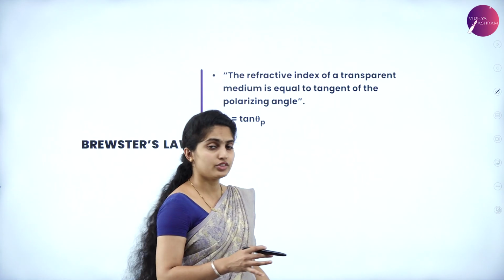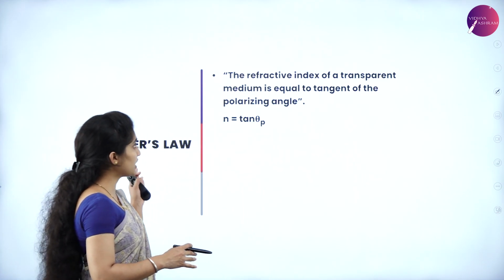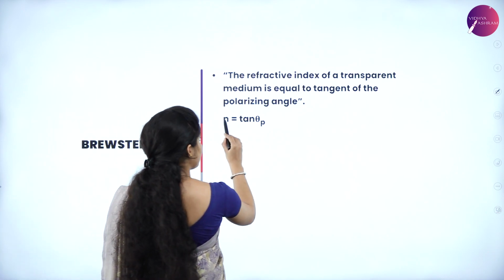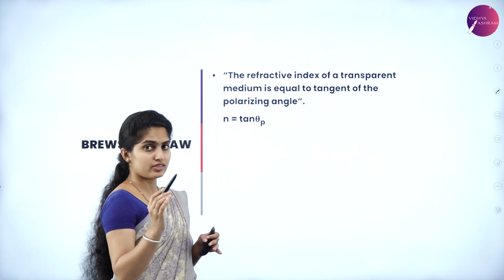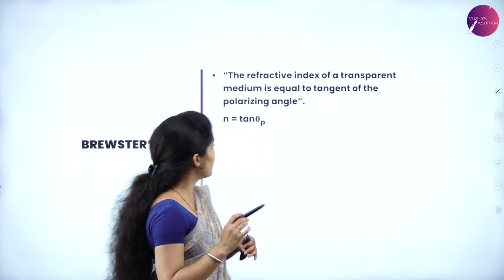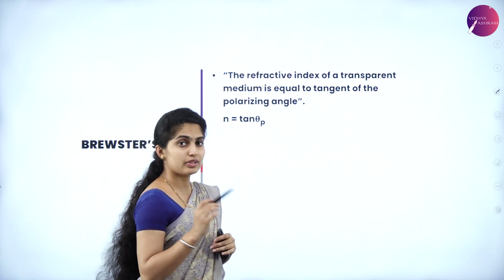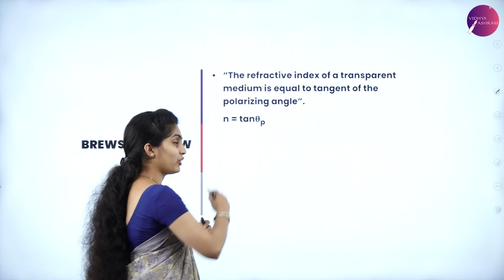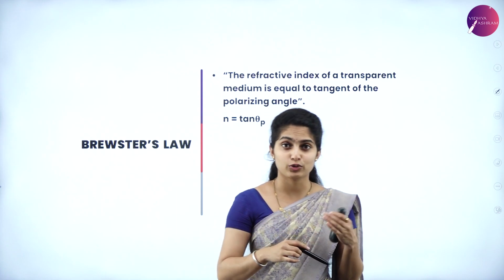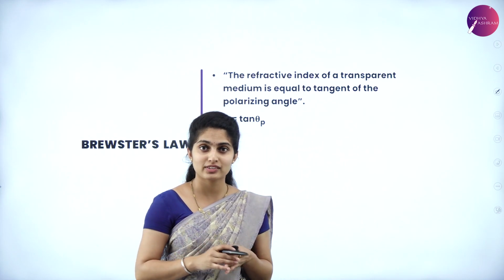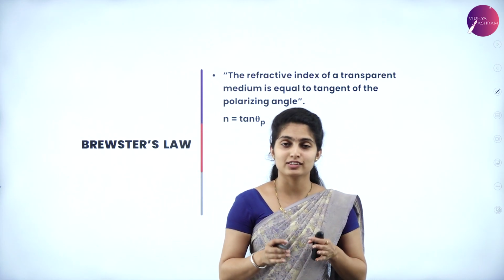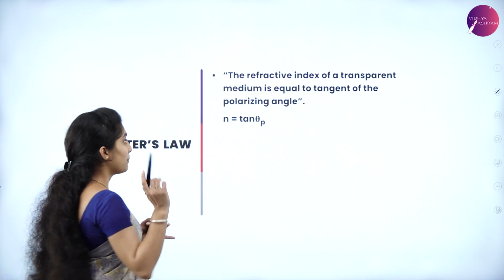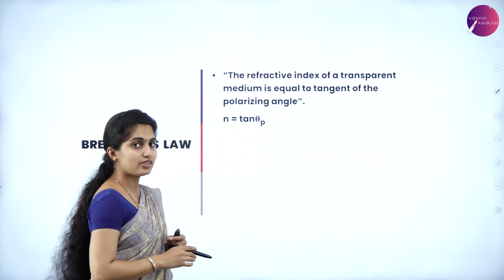Having this concept, we're going into Brewster's law. What does Brewster's law tell? In Brewster's law, the refractive index n of a transparent medium is equal to the tangent of the polarizing angle. It might go over your head. In order to know this, we have to get back to our ray optics and optical instruments chapter. We need to know reflection as well as refraction concepts. By having that, we can derive this equation.